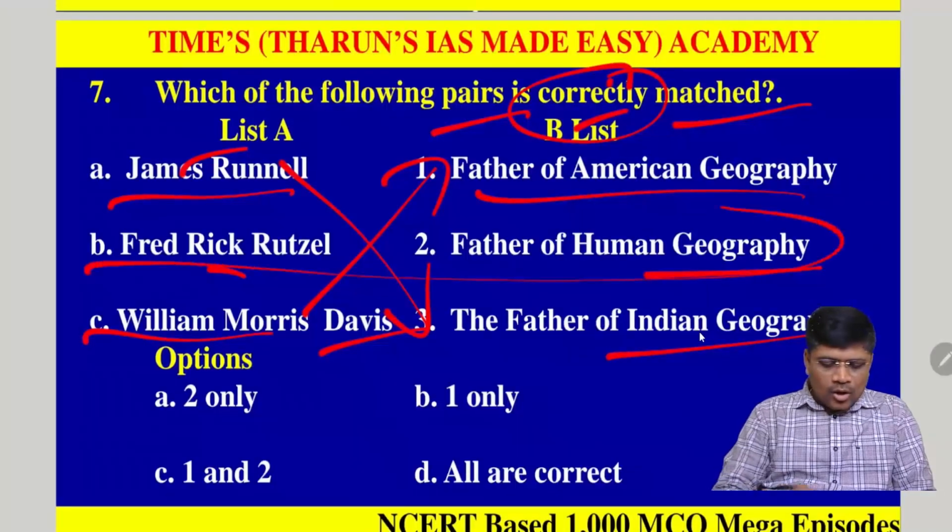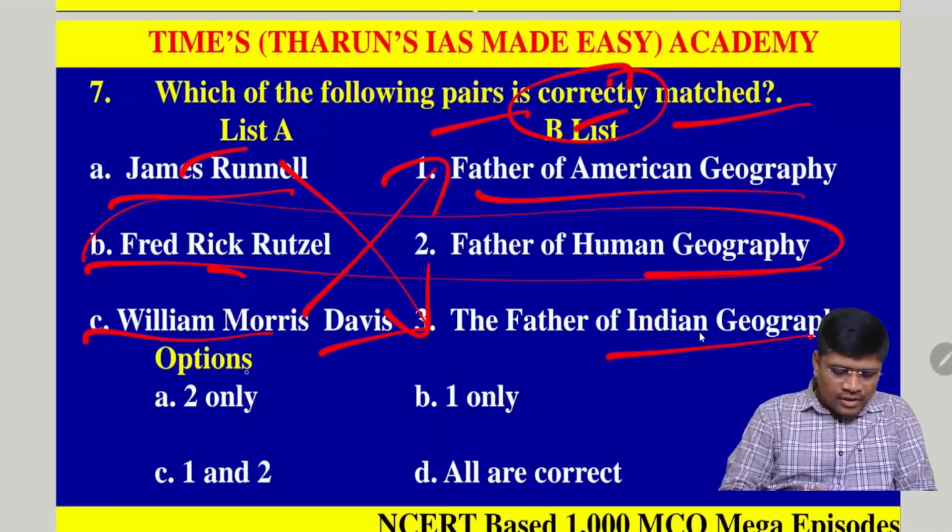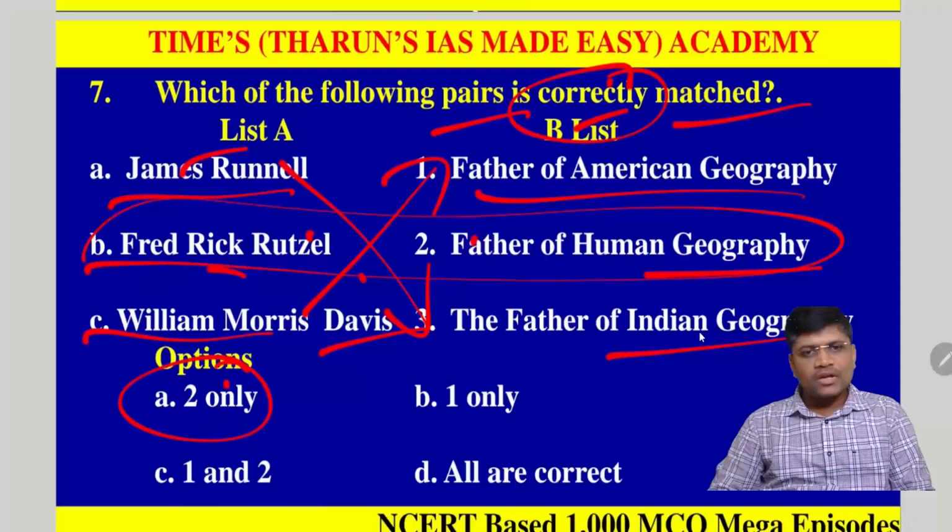But the option B, Frederick Ratzel, father of human geography, is correctly matched. So option A, 2 only. This one is only correctly matched.